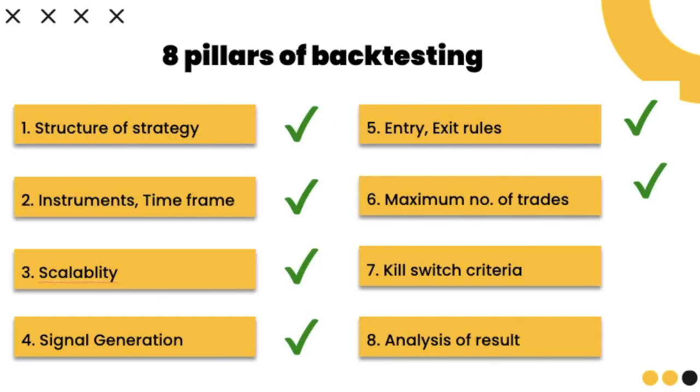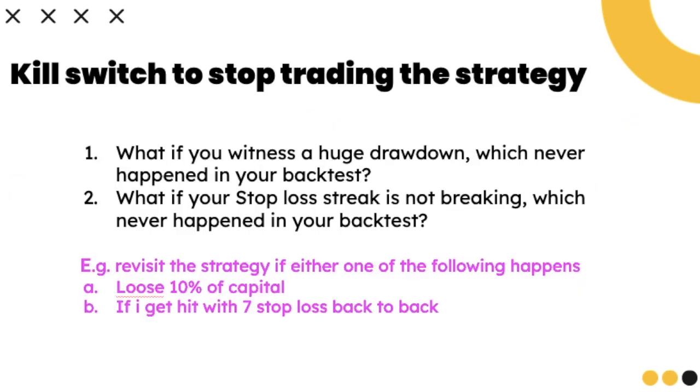Now comes the kill switch criteria. According to me, the kill switch to stop the trading strategy is the most important. As I said, every trading strategy is like a medicine, they have an expiry period. So now you need to realize when this strategy is working or when it is not working. You just cannot keep on trading the strategy forever without having a proper mechanism to stop it.